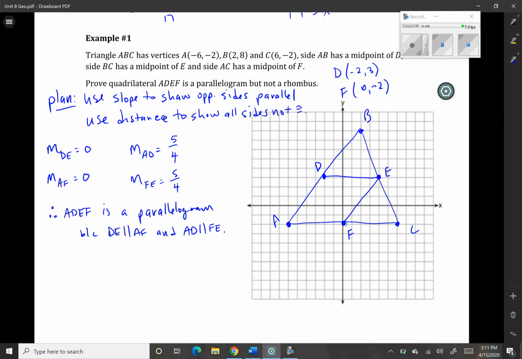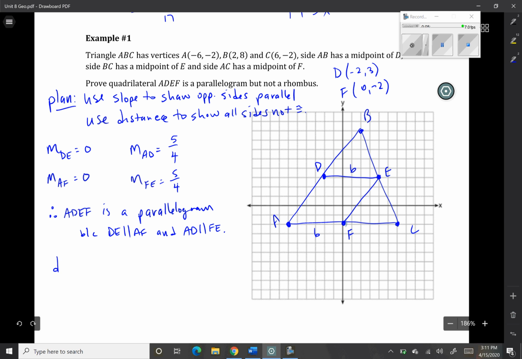Now, two of these sides I actually already know the length of, AF and DE. If I just count boxes, I see that each of those has a length of 6. So those are two sides that are congruent. So I need to find the length of AD or FE to see that they're not 6.